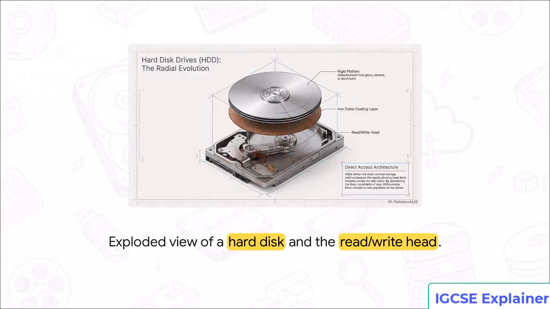Okay, let's switch gears and look at rigid platters. Instead of a flexible spool of tape, a hard disk drive uses these rigid platters, usually manufactured from glass, ceramic, or aluminum, and they're coated in that exact same iron oxide. But rather than spooling linearly, a rapidly pivoting read-write head darts instantly across the disk's radius. By abandoning the linear constraints of tape, HDDs enable what we call direct access. You can jump to data anywhere on the platter.